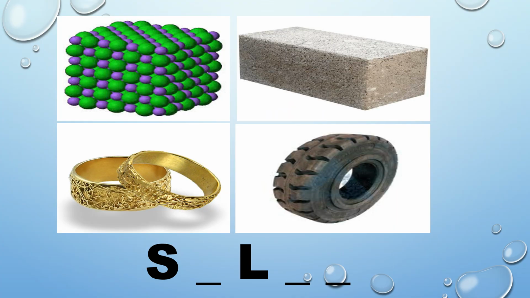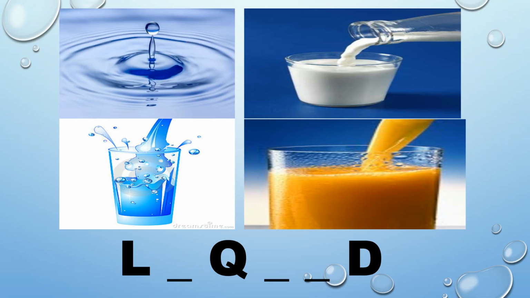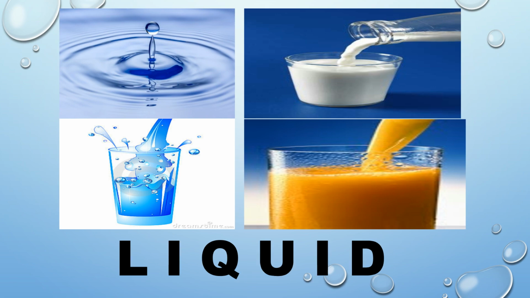Now let's try another word. What do these images of bricks, rings, and tires represent? They are all examples of a solid state of matter. What word comes to mind when you see water, milk, and juice flowing? These images represent the liquid state of matter.